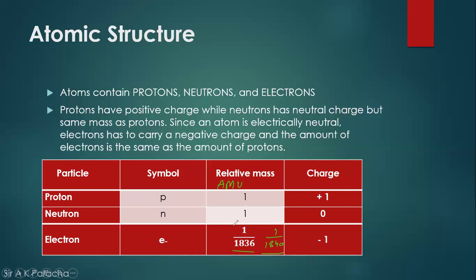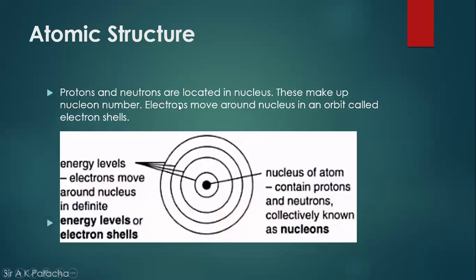Comparing with proton and neutron, electron का mass जो है negligible होता है. That's why we don't consider the electron's mass while considering the mass of an atom. जब atom का mass हम consider कर रहे होते हैं, we only consider the number of protons and neutrons, and that's it. We don't consider these electrons. So protons and neutrons are located in the nucleus in the center. These make up the nucleon number.